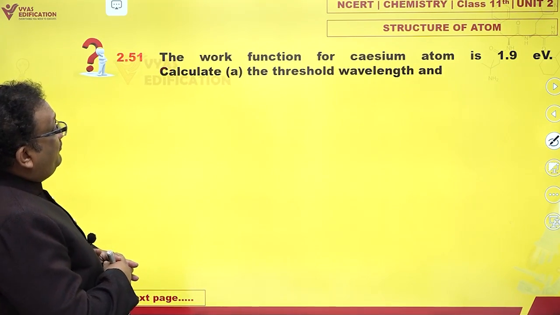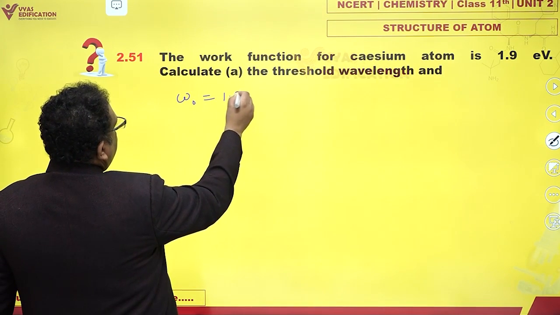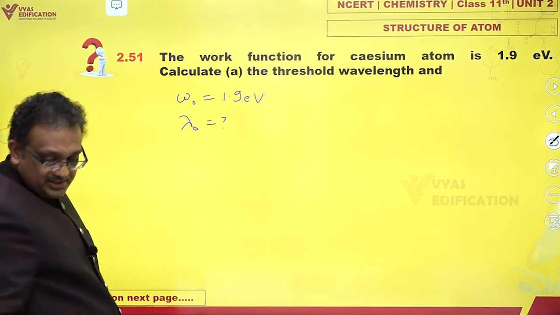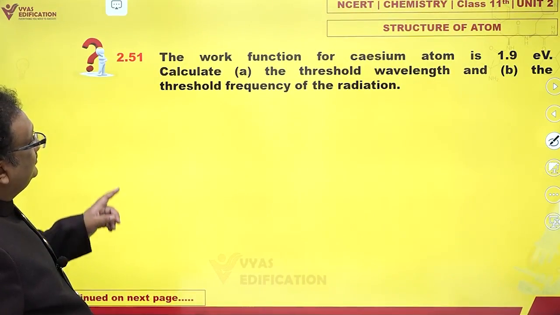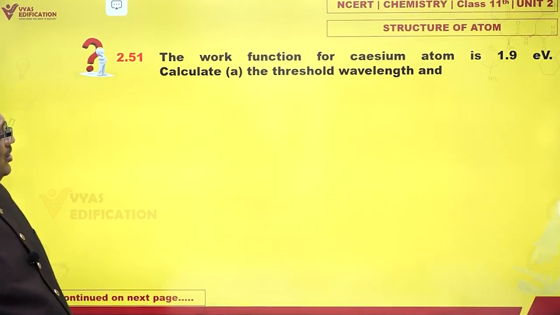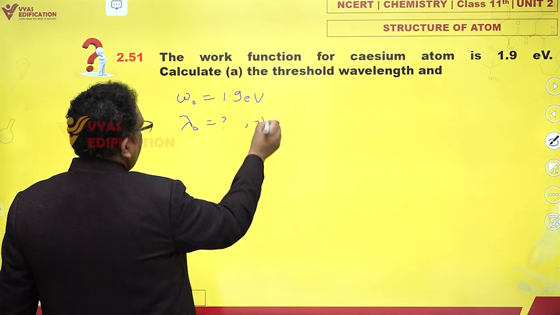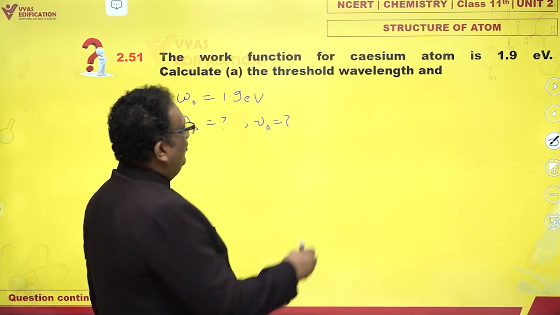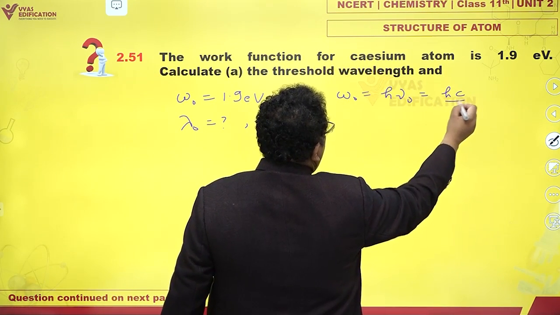There we are. The work function for a cesium atom is 1.9 electron volts. Threshold wavelength is expected, and what else is expected? Threshold frequency. I guess that's not a magical thing. We can do that very easily. How? Work function is nothing but energy. So W0 is hν0, which is hc by λ0.